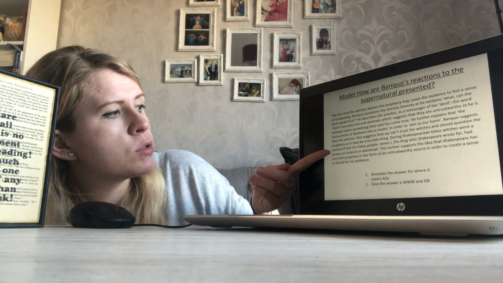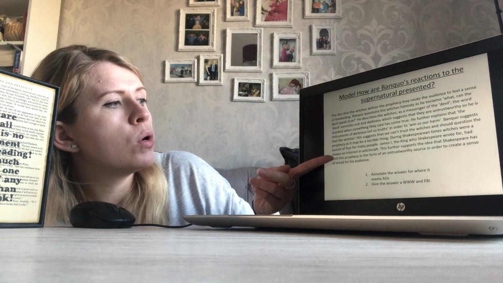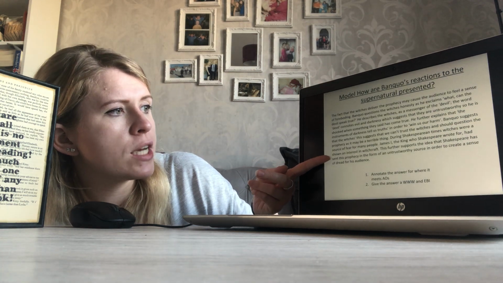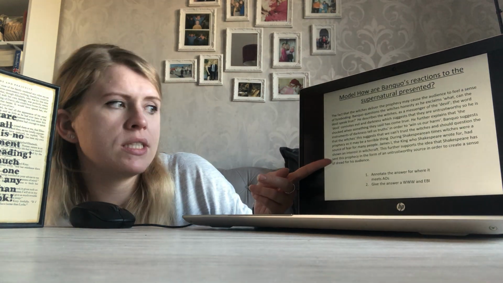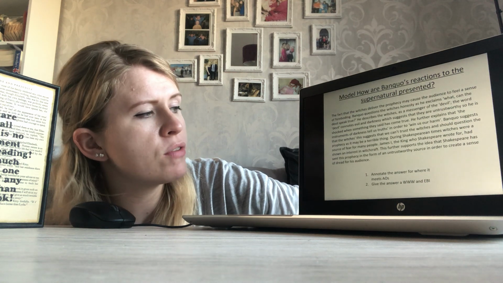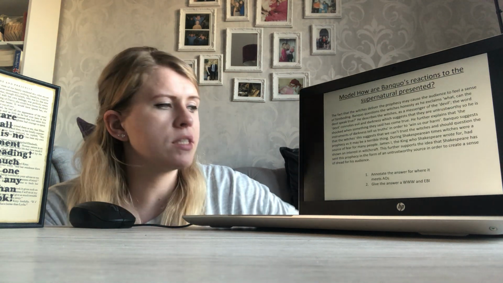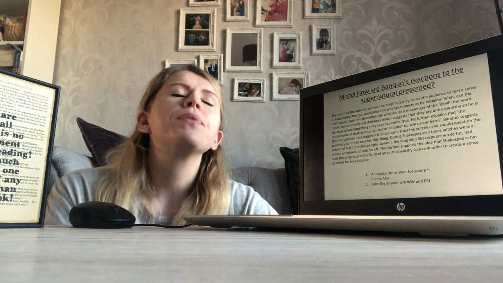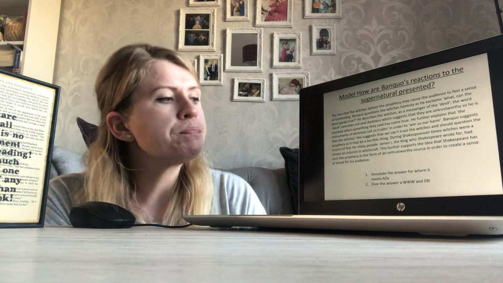During Shakespearean times, witches were a source of fear for many people. James I, the king, who Shakespeare wrote for, had shown an interest in witchcraft. This further supports the idea that Shakespeare has sent this prophecy in the form of an untrustworthy source in order to create a sense of dread for his audience. So, Shakespeare's using the witches to make us aware that something bad will happen later on in the play, and that bad thing is going to be Macbeth murdering people.